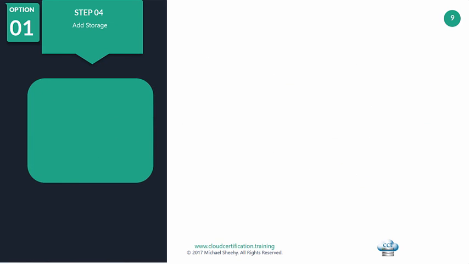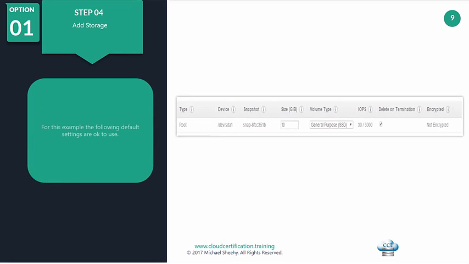Step 4, it'll come up with asking you to add storage. And for our example, the default settings are fine. If you think you're a little bit savvy with volume types and sizes and IOPS, feel free to change any of the default settings. But if you're new to AWS, just keep them as they are.